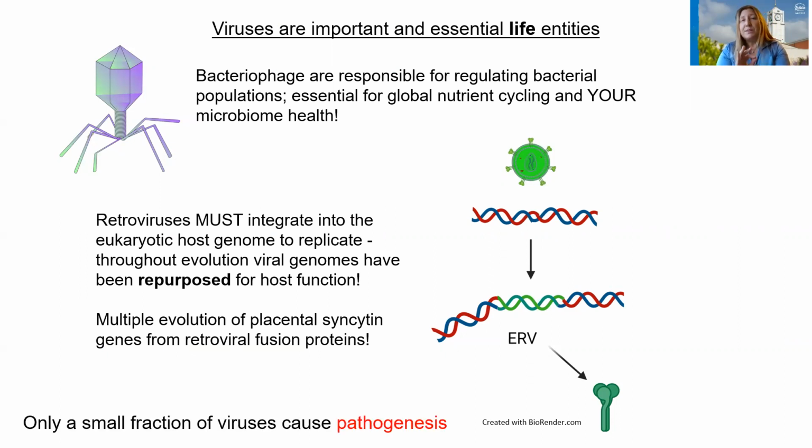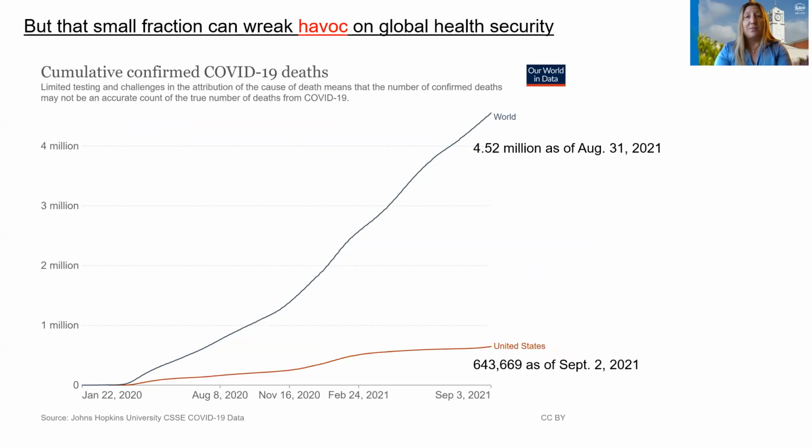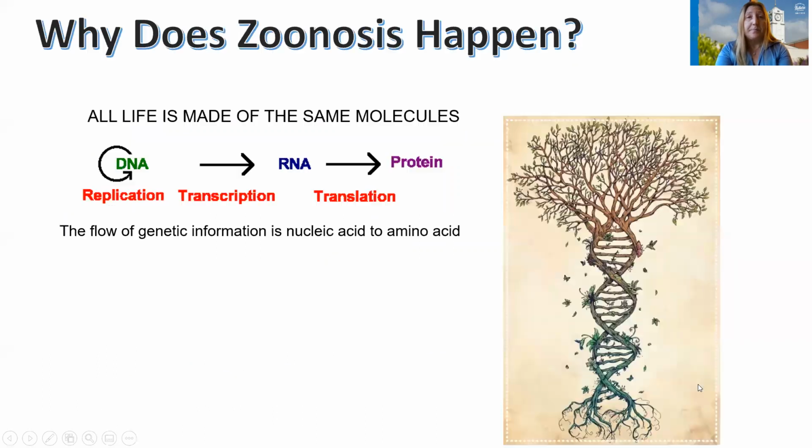So although only a small fraction of viruses cause pathogenesis, unfortunately, as we've learned firsthand, that small fraction can really wreak havoc on global health security. So as of August 31st, over 4.5 million people worldwide have died due to COVID-19. Over 640,000 of those in the United States.